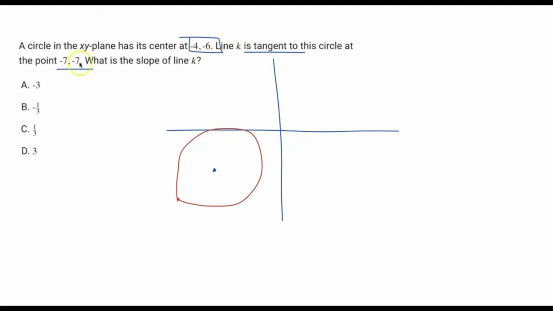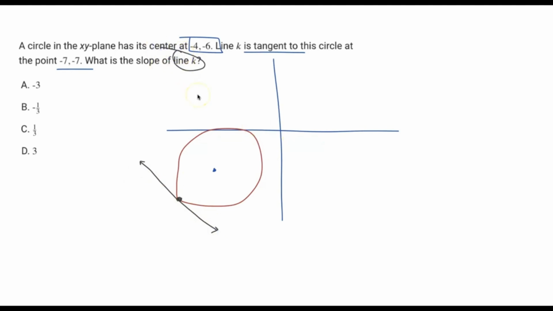Line K, which I'm going to draw in black here, is tangent to the circle at this one point right here, which means the tangent line is going to go through like this, because tangent lines hit only one point on the circle. It'll go infinitely on both sides. And we want to know the slope of this line.